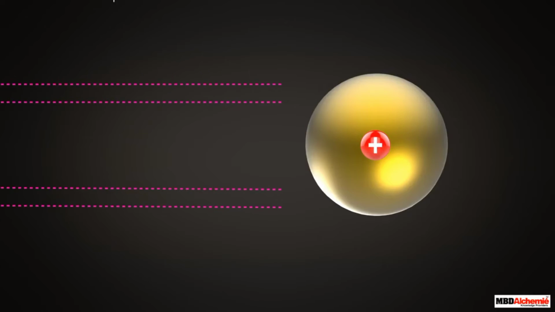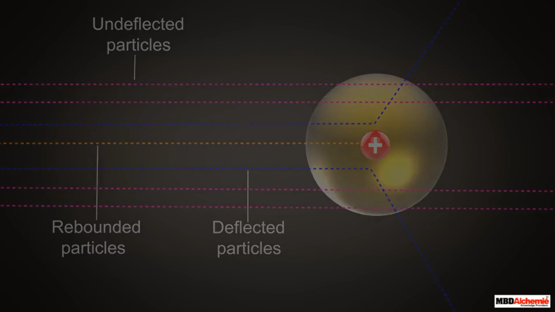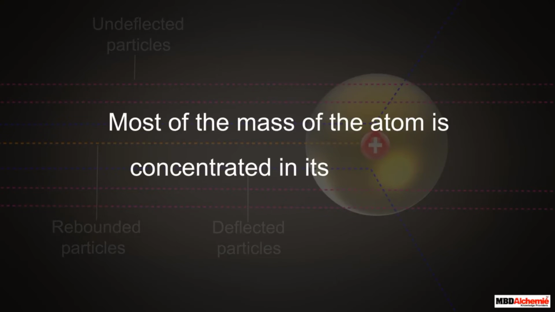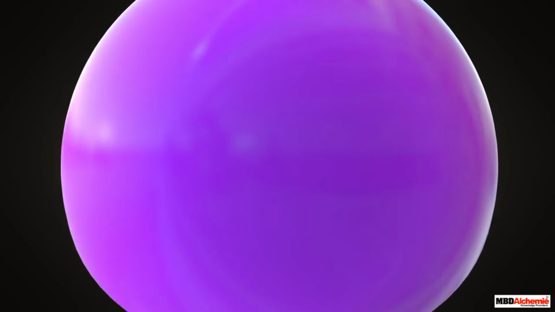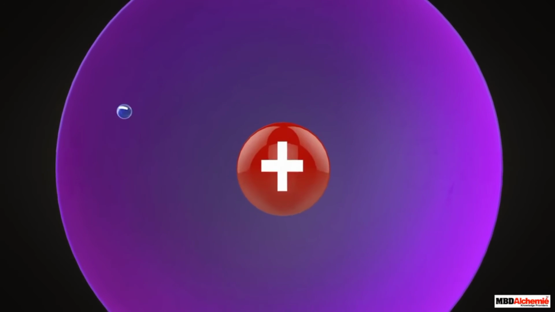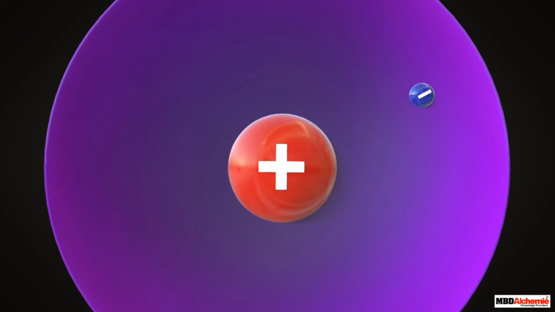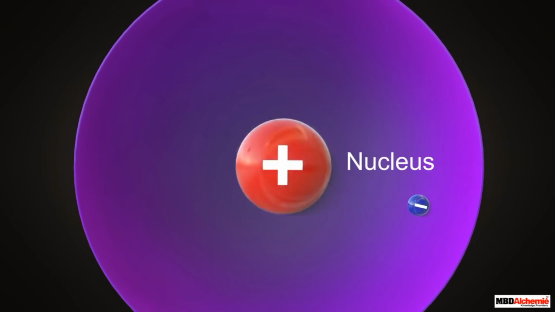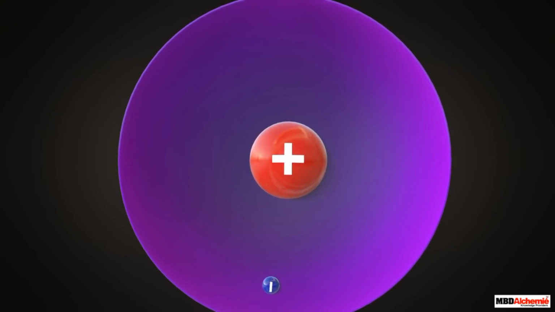Looking at the proportion of the particles undeflected, deflected and rebounded, and based upon some calculation, Rutherford concluded that most of the mass of an atom is concentrated in its nucleus. Based on all these conclusions, Rutherford suggested an atomic model which was known as the nuclear model of an atom. According to Rutherford's nuclear model, there is a positive charge center in an atom called nucleus, and all the mass of the atom is due to this nucleus. It also suggested that the electrons of the atom revolve around its nucleus.